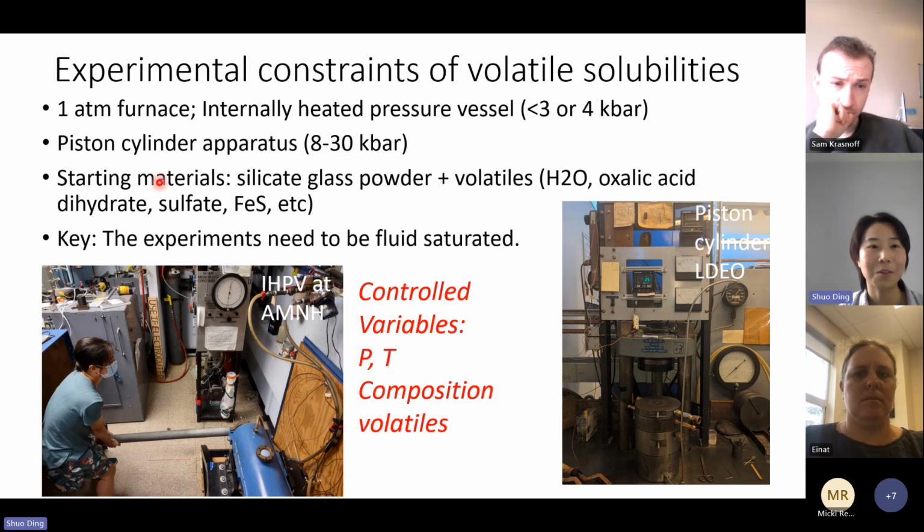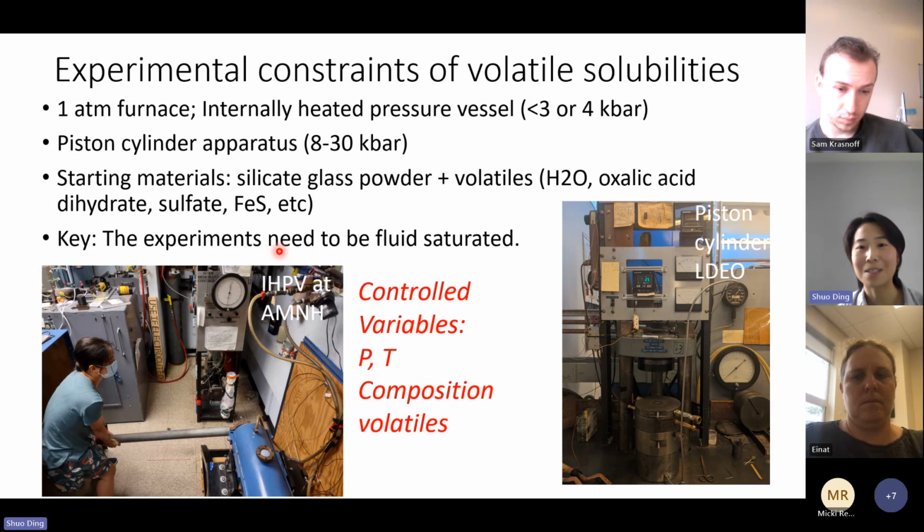And then for sulfur, you can add it as sulfate, like calcium sulfate, either in solid or in solution. And you can also add iron sulfide as a solid. So the key here is, because we're studying solubility, right? We have some idea of how much can be dissolved, and we really want to add more than that to make sure the experiments are actually saturated by fluid.